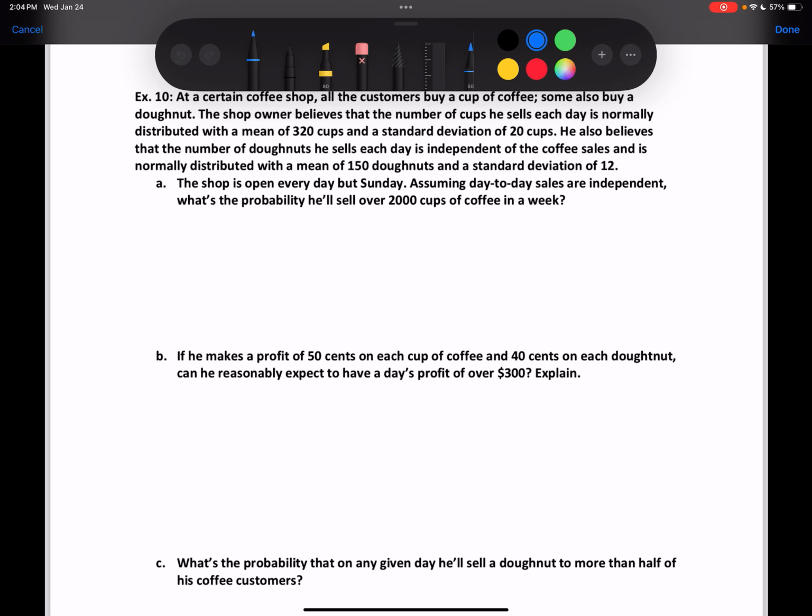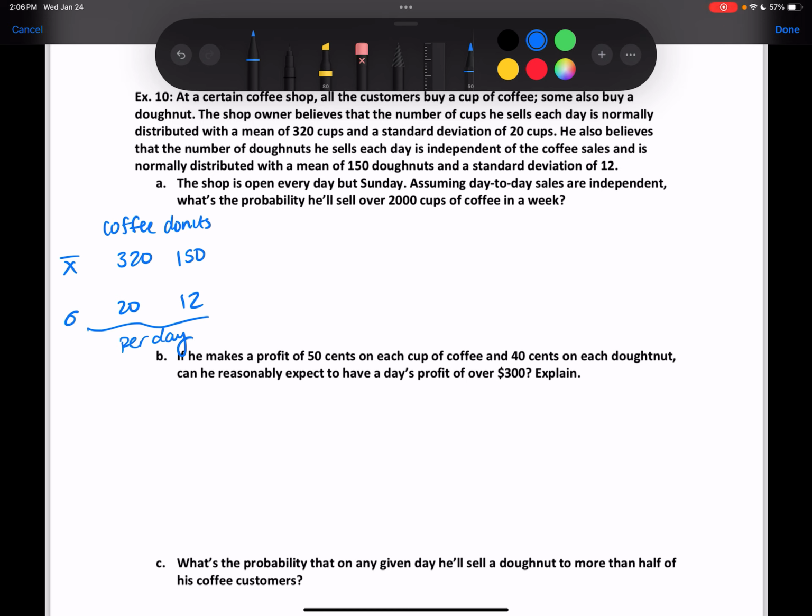So I'm going to come over here and draw a little mean and standard deviation for this stuff just so I can see a little better what's happening. So I'm going to do coffee, donuts. I'm going to do X bar for mean, sigma for standard deviation. So it's 320 cups a day with a standard deviation of 20. Donuts, got 150, standard deviation of 12. And again, this is per day. Now, he's open for 6 days, right?